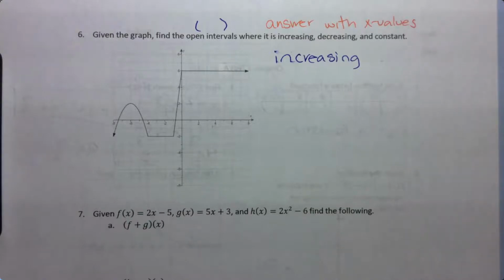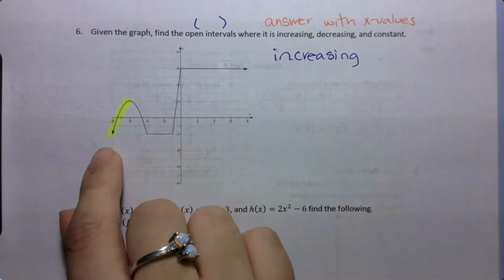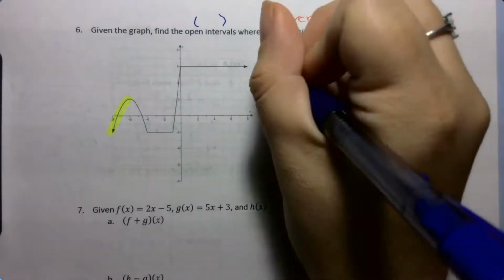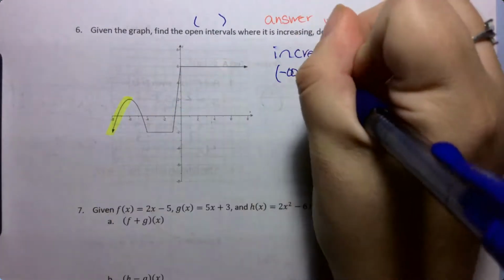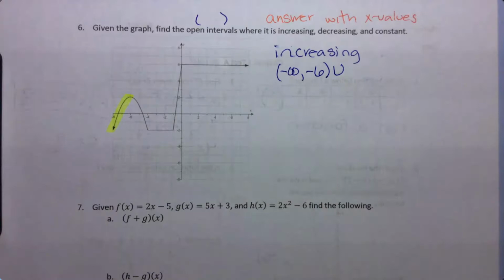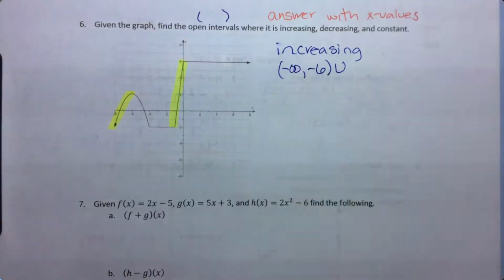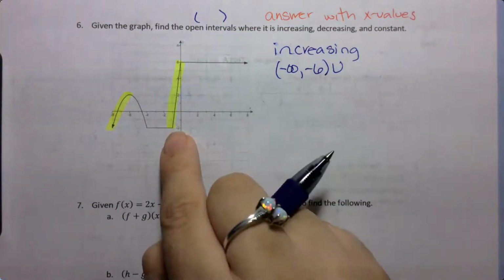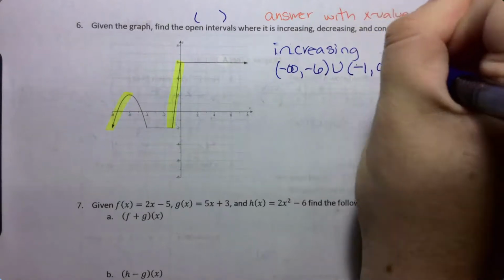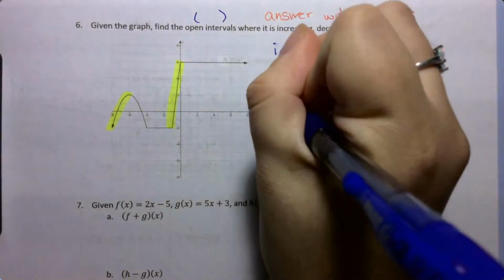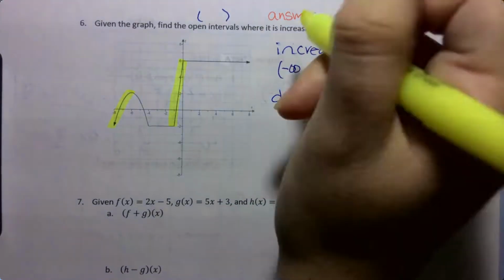So I have this piece right here that is, because of this arrow, it starts at -infinity, and then it stops at the peak, which is -6 for my x value. I have another increasing spot, so I want to use this union symbol to show that the two pieces add up. And then over here, this one starts at -1, and ends at 0. Again, I'm only looking at my x values. Next, I'm going to do my decreasing. Oh, and I want to highlight what is increasing.